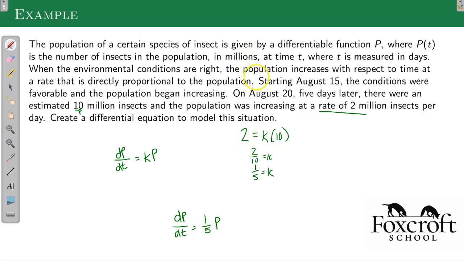Everything before here gives me the general differential equation. Everything after here is a lot of extra information we don't need. We don't need the actual dates. We actually don't need the 5 days. All we need to know is the population, that's P, and the rate of change, that's dP/dt. So there's a lot of extra information in this problem. We're sifting through it to get what we need, so we can figure out k.